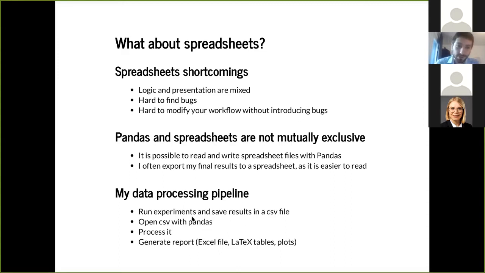So I run experiments, and for each experiment, I have a line with my results, and I save all these lines in a CSV file, a comma-separated value file. And then I open the CSV file with Pandas. Then I process it somehow. I calculate the gap, show the execution time, etc. And then after processing, I generate some report, which can be an Excel file, LaTeX tables, plotted graphs, etc. So that's the pipeline. And the important part is that the data processing is all automated with Pandas.